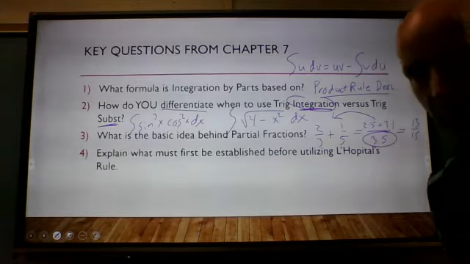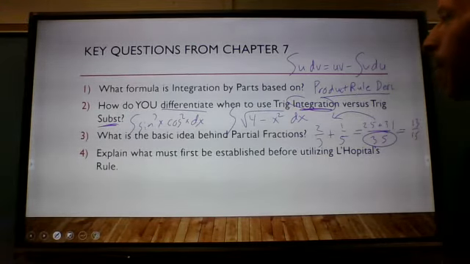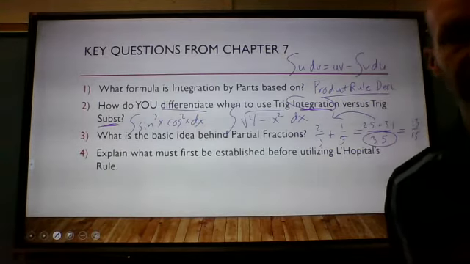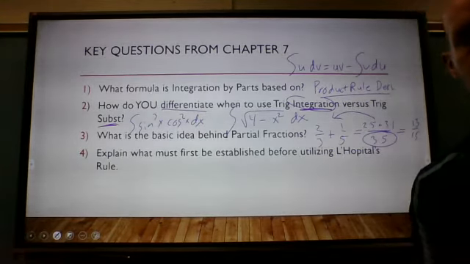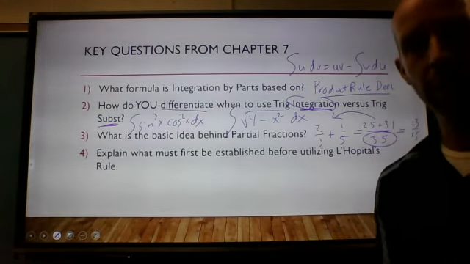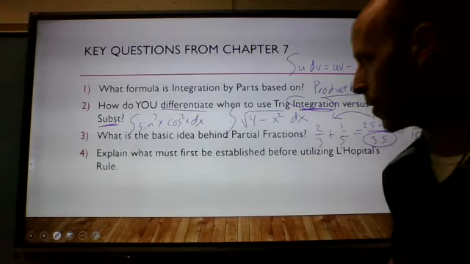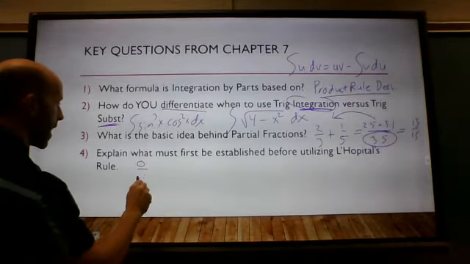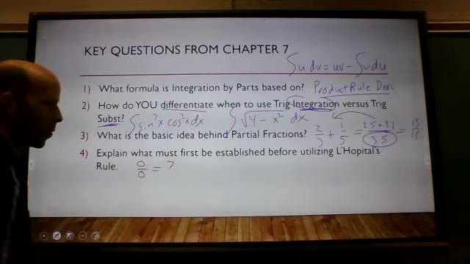Okay, really important question. What must first be established before you try to use L'Hopital's rule? I tried to emphasize this last week. It has to be an indeterminate form. In particular, which one though, Hunter? 0 over 0.